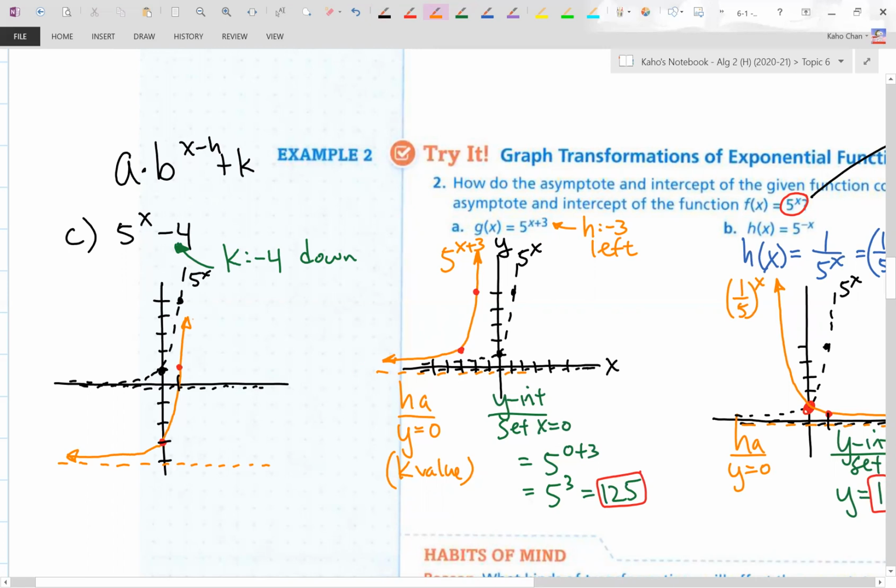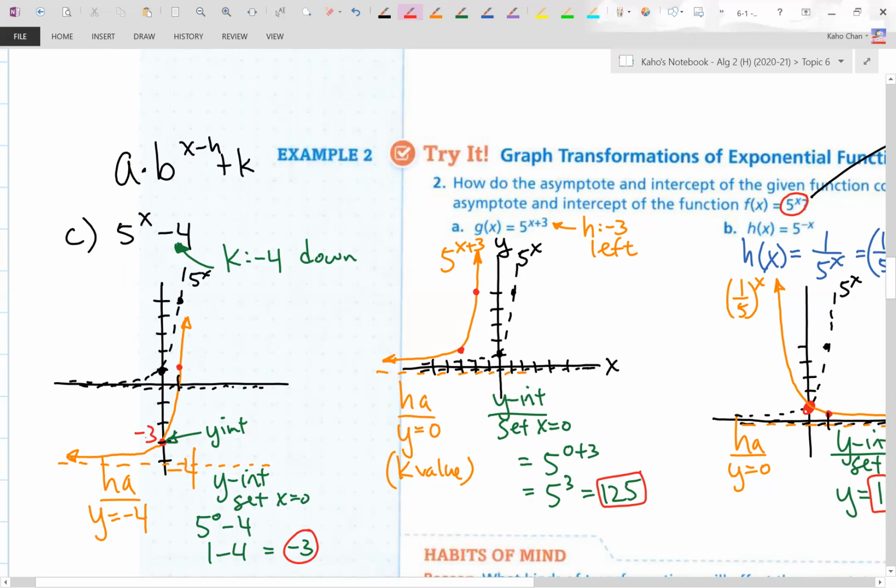Very good. Everything shifts down, including the horizontal asymptote. The horizontal asymptote gets moved to -4. That's the k value that I mentioned before. Yay. And the y-intercept, interesting, is right here. Visually. When you set x equal to 0, literally you can do the math. 5 to the 0 minus 4, and verify it. 5 to the 0 is 1. 1 minus 4 is -3. That's correct. That's your -3 value right there. Okay?